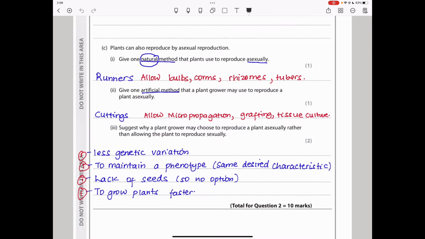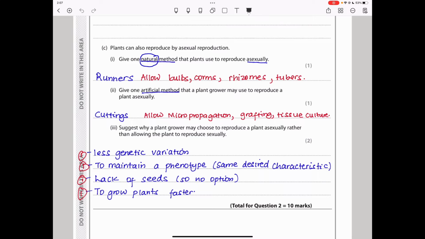So I said this asexual reproduction ensures there is less genetic variation, and also it's going to cause maintenance of the phenotype, meaning the same desired characteristic. Sometimes maybe they do not have the seeds. So if there is a lack of seeds, there will be no option, so they have to continue reproducing that same type. And then they can do this if they want the plants to grow faster. So all these can be used. But remember, this is just a 2-mark question. Any 2 of these would award you the marks you're looking for.